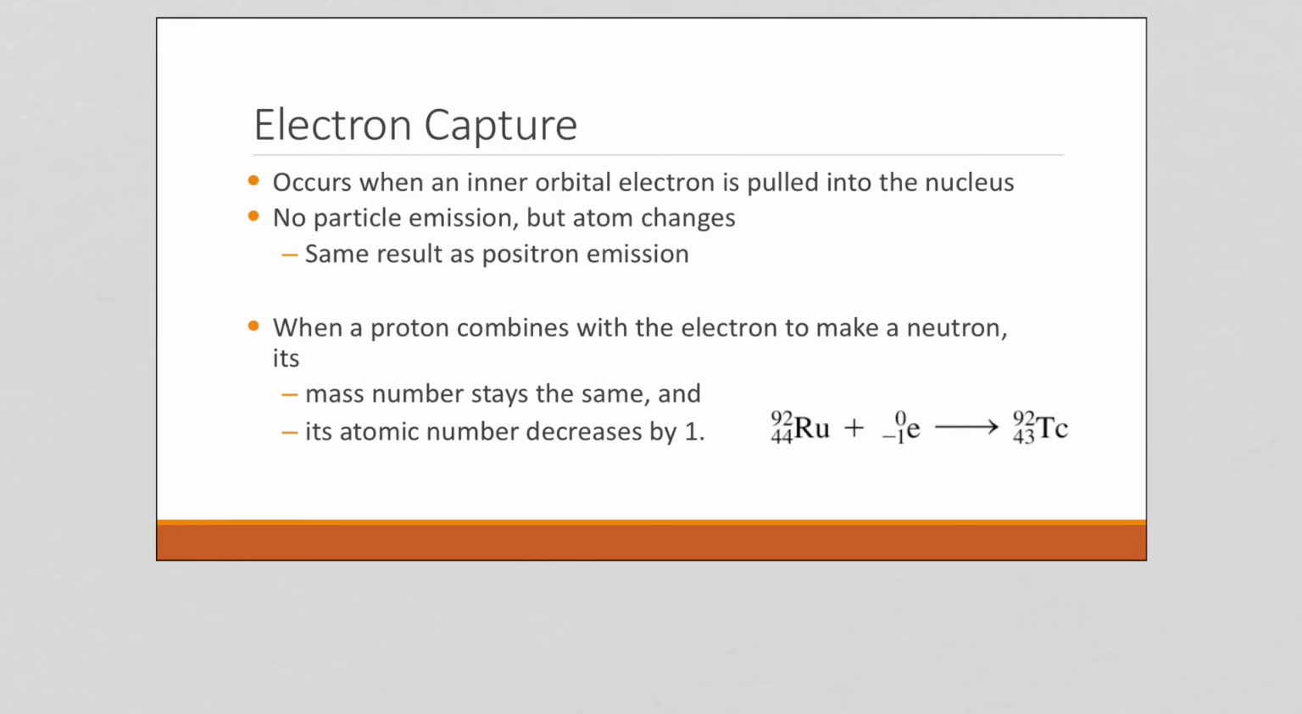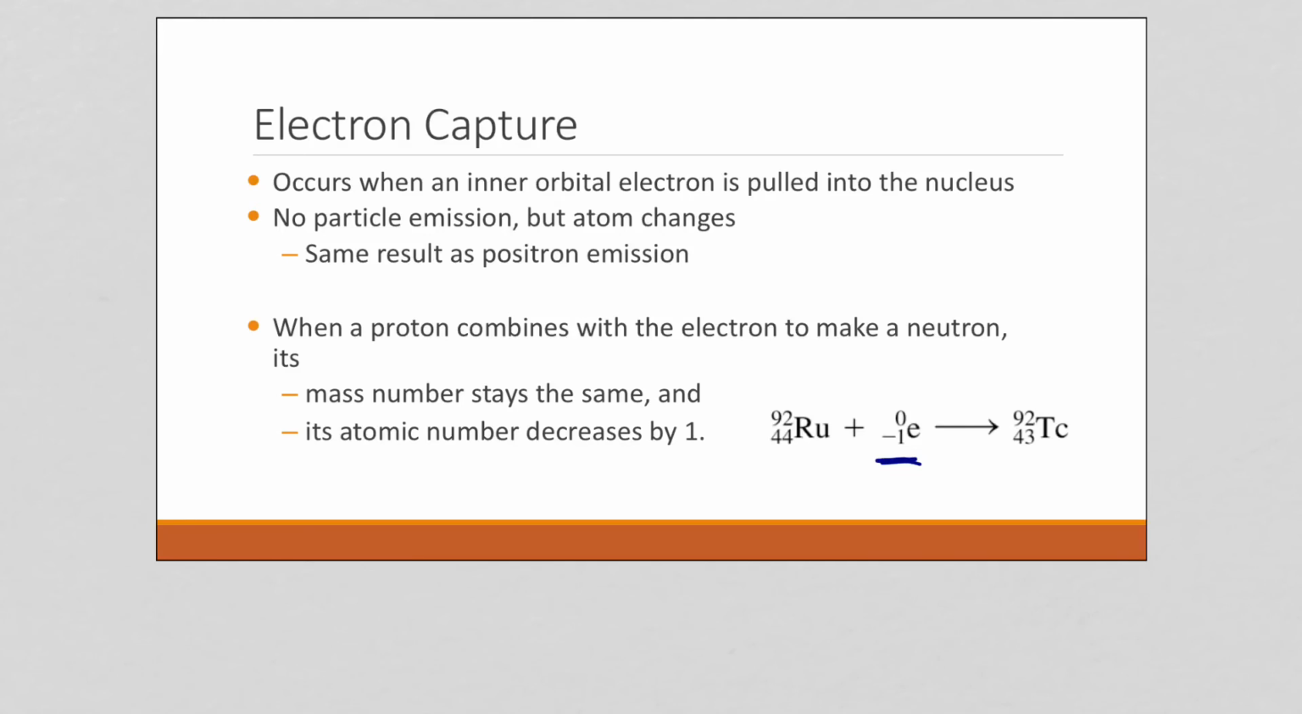Lastly, electron capture. This occurs when one of those very inner, lower energy level electrons, 1s if you will, gets pulled into the nucleus. Again, no emission, but the nucleus changes. So this is the one time where we see an actual change in the nucleus without anything actually being emitted from the nucleus. Now notice in the nuclear equation that it's shown on the reactant side. There is nothing on the product side besides the daughter nuclide.